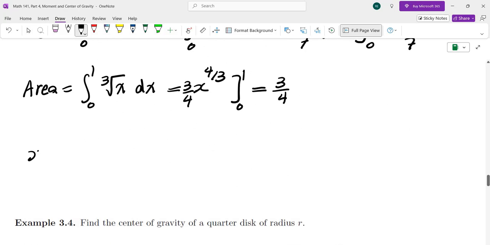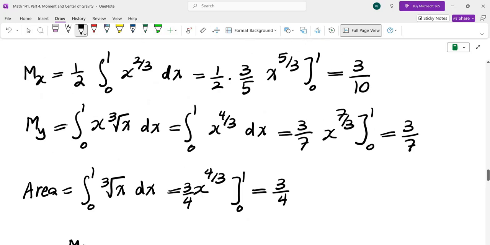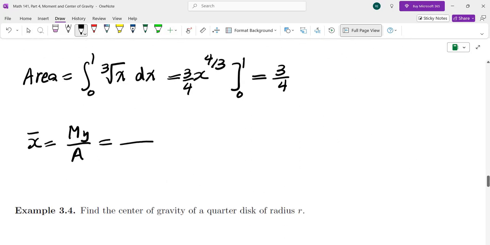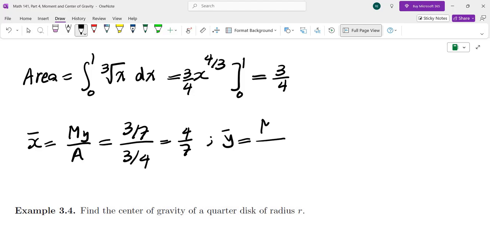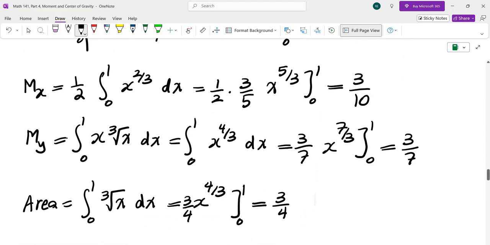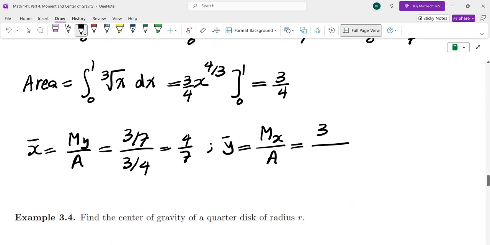Now, x bar is going to be m sub y divided by area, where m sub y is given as 3/7, and area is given as 3/4. So this would be 4/7. Y bar is m sub x over area. M sub x is 3/10. Area is 3/4, and that would give us 2/5.